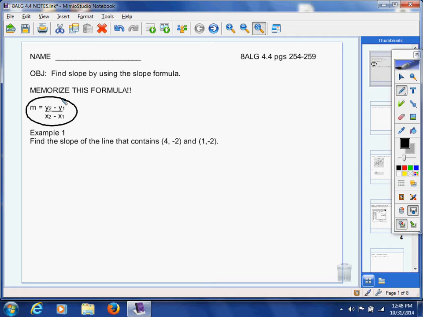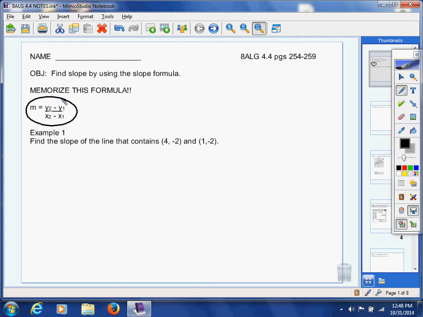M is slope. You are going to see from now on anything related to slope, you're going to see the variable m attached to that. So m equals 2. That means the slope of that line is 2. M equals 4/5. The slope of that line is 4/5, and so forth.